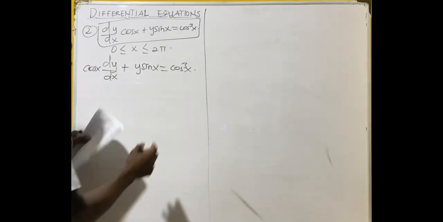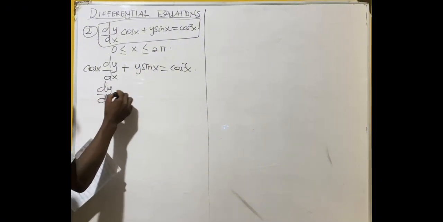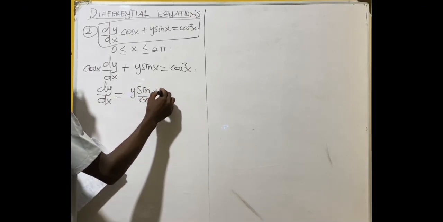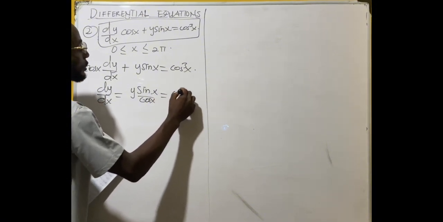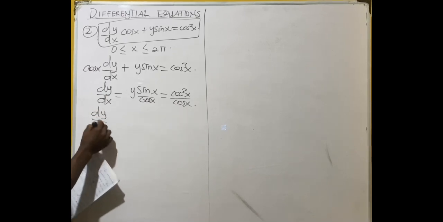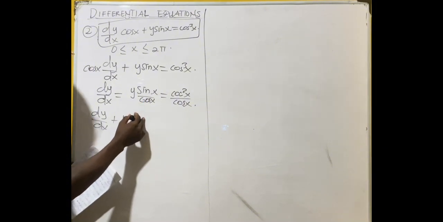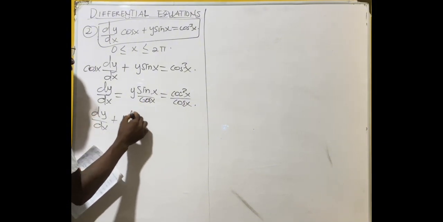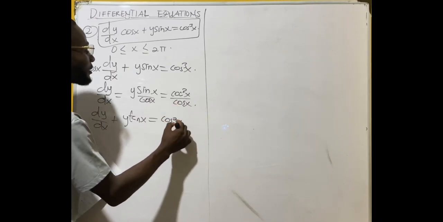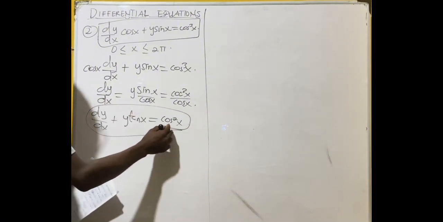All right, so in here, we know that we can divide through by cos x, and then we're going to have y sin x over cos x equals cos cubed x over cos x, right? So we're going to have dy/dx plus y, and you know that sin over cos is tan x. So we have tan x, and that is equal to this. We take off one of the cos, and then we have cos squared x, right? So this is the simplified differential equation.